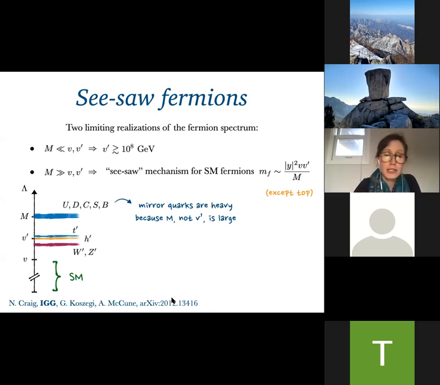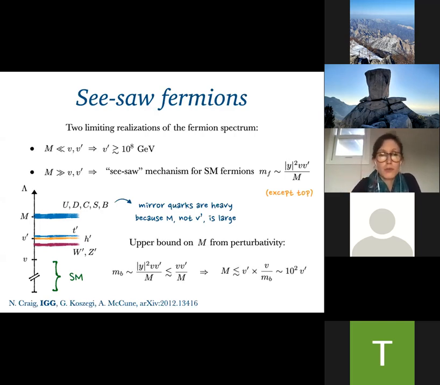I should emphasize that the CISO scale doesn't have to be the same for all fermions. In principle, it can be different for the different flavors, so long as it is parametrically above V prime, above the parity breaking scale. But for simplicity, I am going to assume that it is some common scale, capital M. Okay, the details of these are not particularly important.